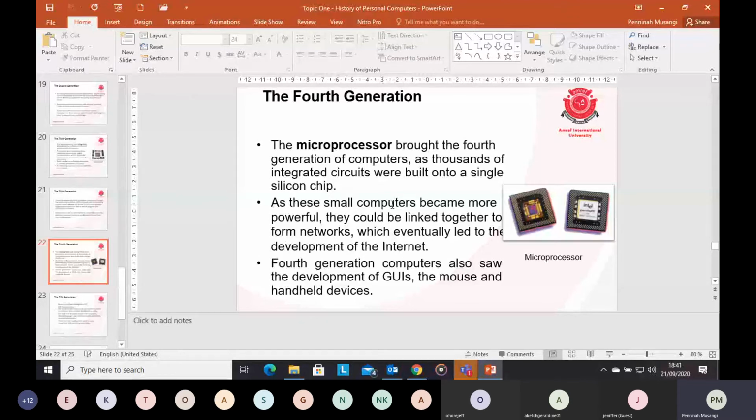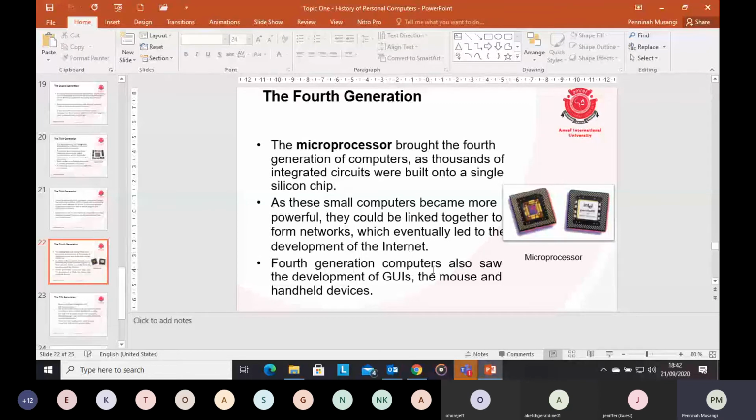And these computers became more powerful, and they could be linked together to form networks, which eventually led to the development of the internet. With the use of microprocessors, it was possible to connect one computer to the other. And when we say that the internet is actually a connection of many computers, two or more computers, you make an internet for them to communicate. So you can see this came in the fourth generation.